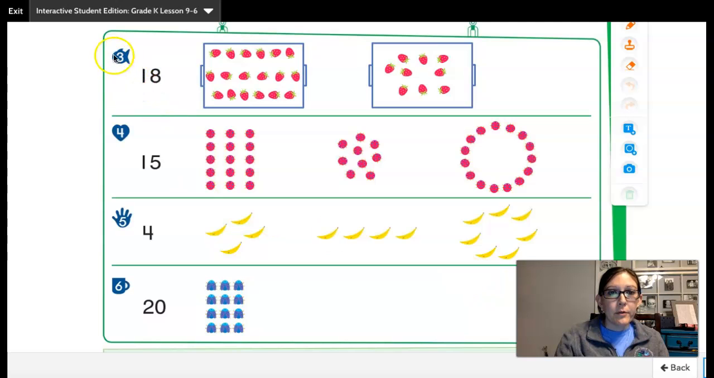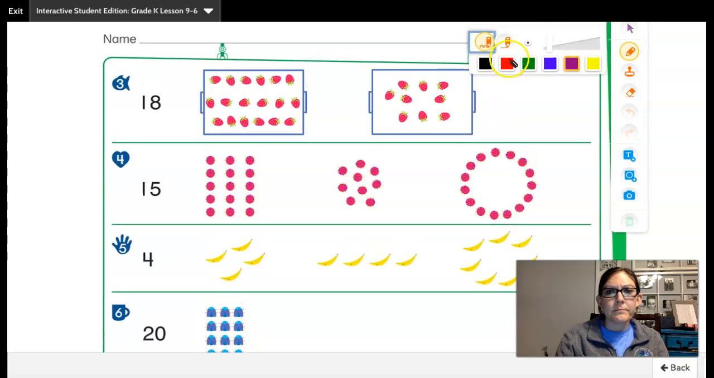All right, number 3, fish. Draw a circle around the tray that has 18 strawberries. Just by looking at those 2 trays, can you guess which one you think might have 18? Which one are you thinking? This one or this one? Let's go ahead and do this one. It looks like it has more, but we still want to count to make sure.